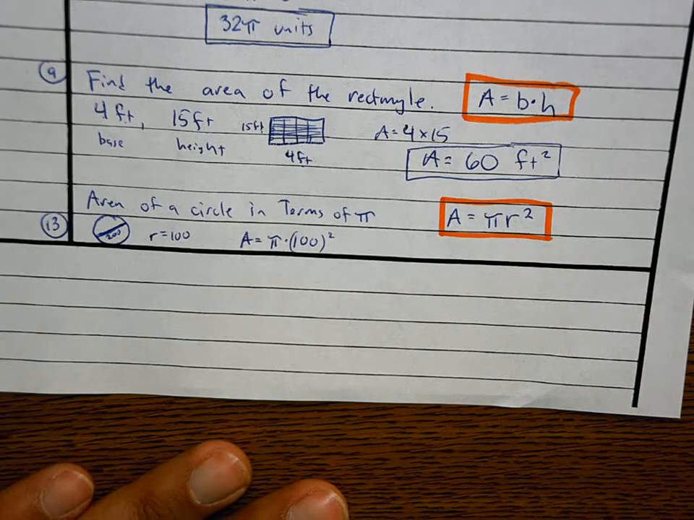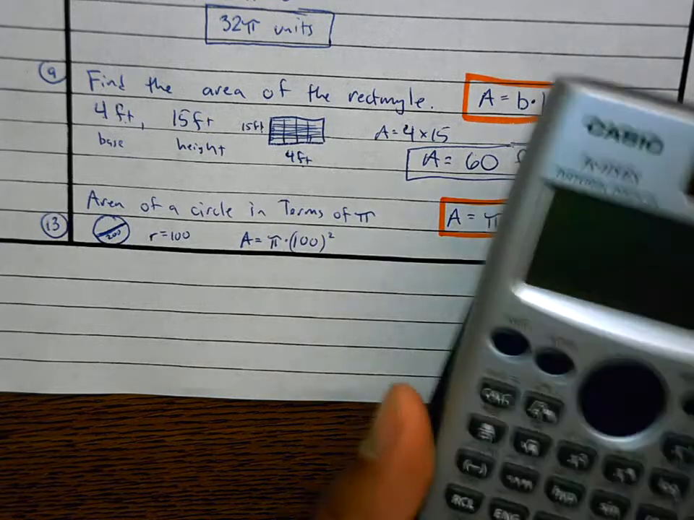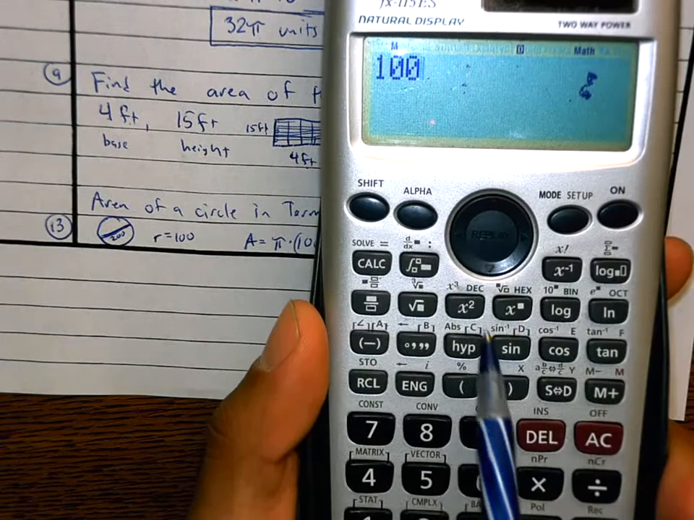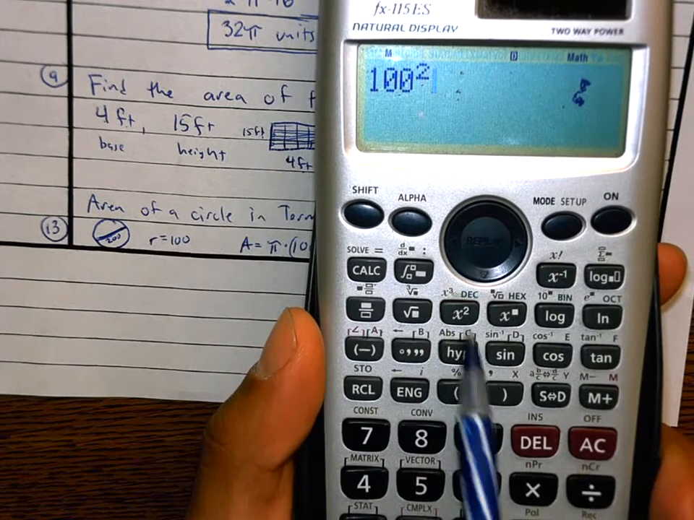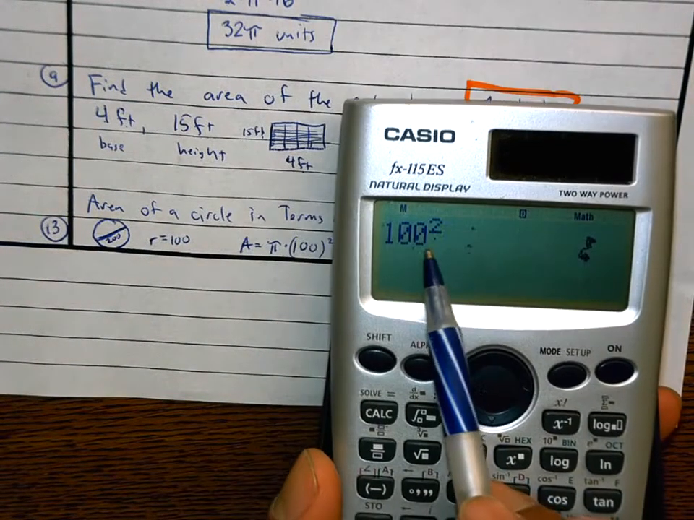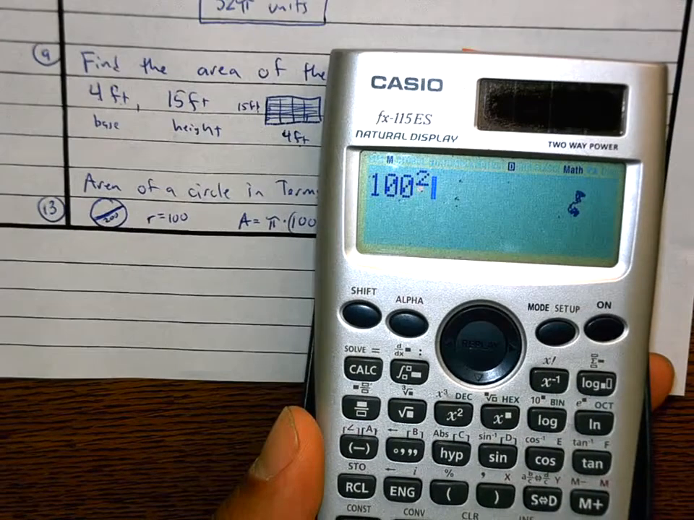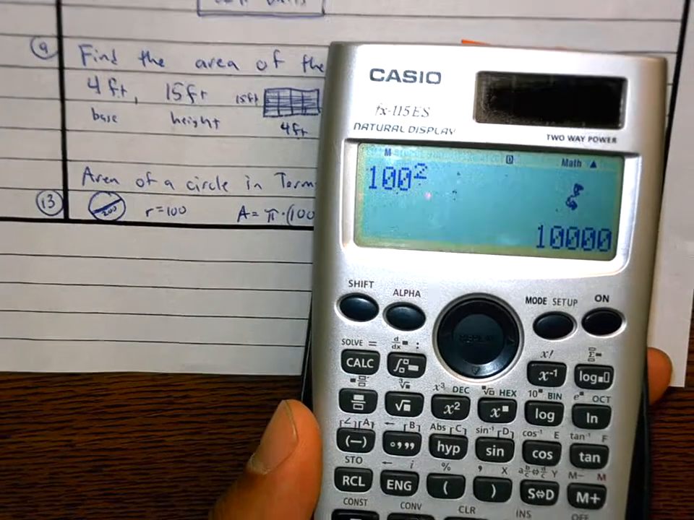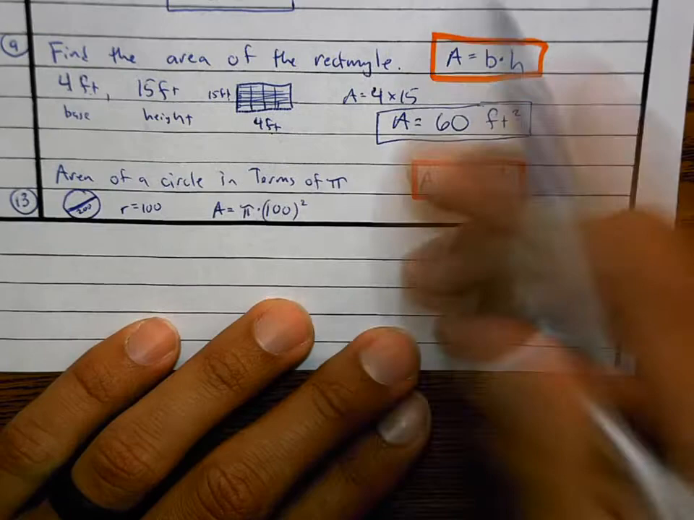If you don't know what 100 squared is, there is a square button on your calculators. The square button is right there where it says x squared. When you press it, it gives you that little second power right there. 100 squared. How many zeros will it be? If you said 4 zeros, you are correct.